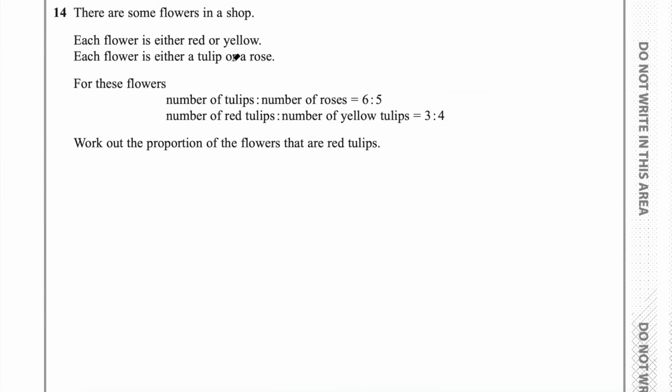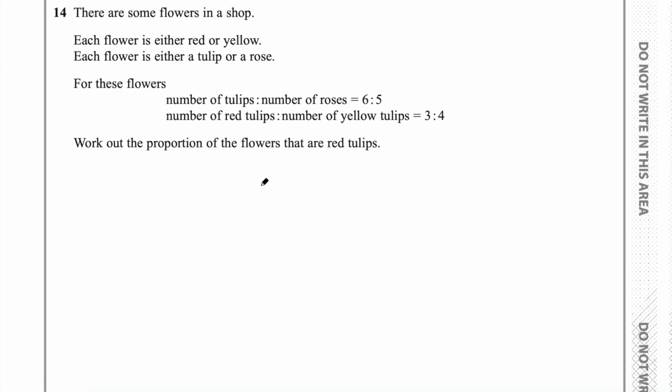Question 14 says there are some flowers in a shop. Each flower is either red or yellow. Each flower is either a tulip or a rose. For these flowers, the number of tulips and the number of roses is 6 to 5. The number of red tulips and the number of yellow tulips is 3 to 4. Work out the proportion of the flowers that are red tulips.